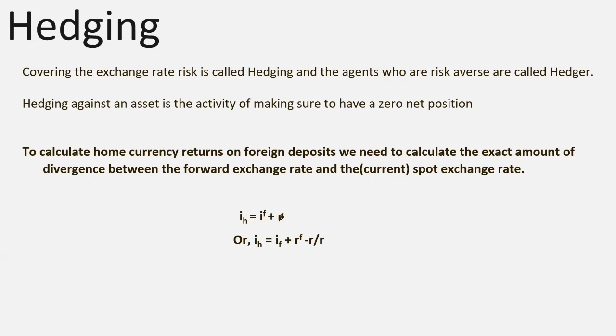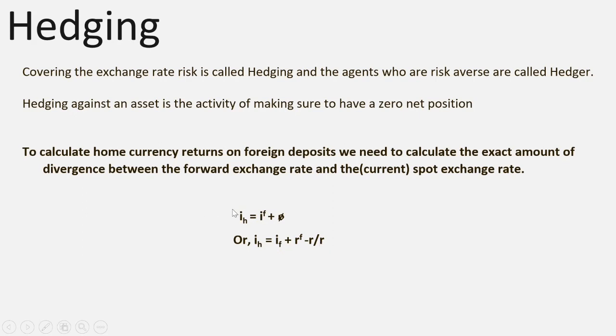Hedging against an asset is the activity of making sure to have a zero net position. To calculate home currency returns on foreign deposits, we need to calculate the exact amount of divergence between the forward exchange rate and the current or spot exchange rate. The formula is IH equals IF plus O with stroke, or IH equals IF plus (RF minus R) divided by R.